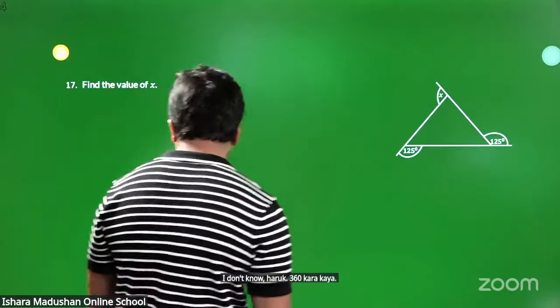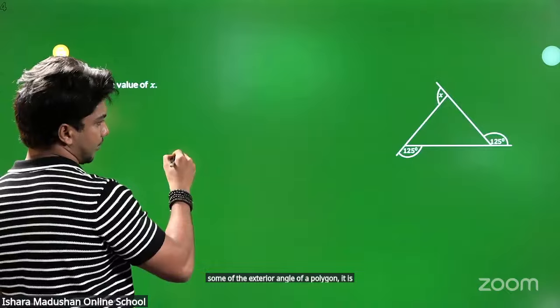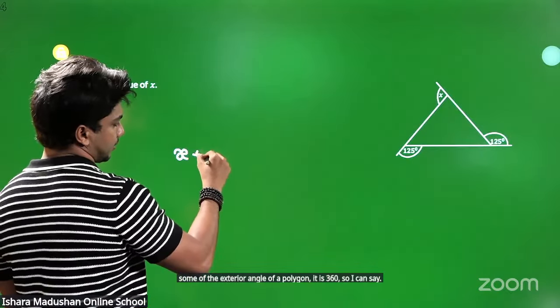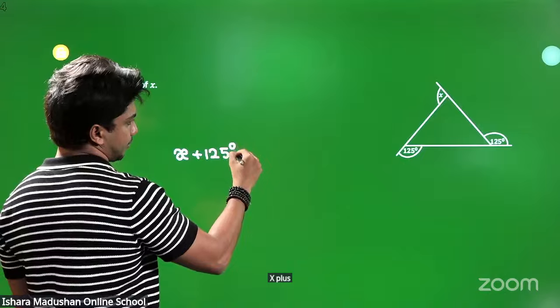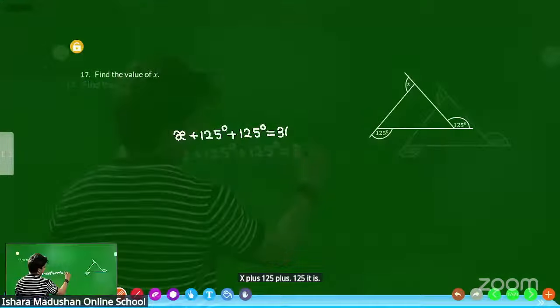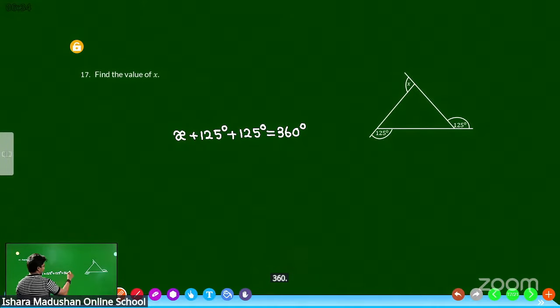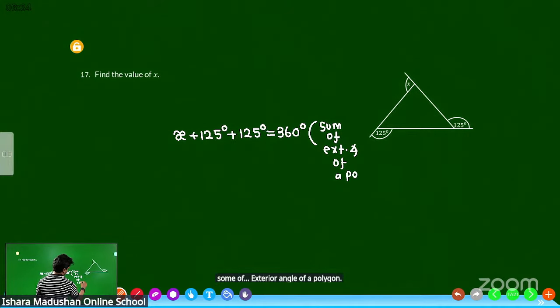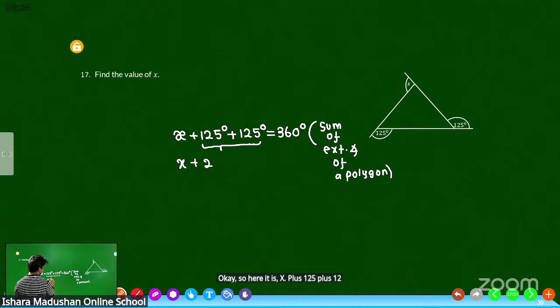So the sum of the exterior angles of a polygon is 360. So I can say x plus 125 plus 125 is 360. What is the reason? Sum of the exterior angles of a polygon. Okay, so here it is x plus 125 plus 125, it is 250.